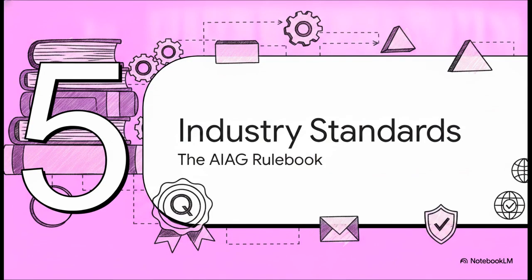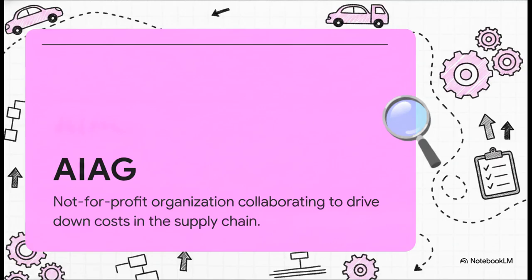Section 5. AIAG and Industry Standards. Speaking of industry standards, who's actually writing the rulebook here? Well, the major player is the AIAG, the Automotive Industry Action Group. They are this incredible not-for-profit organization where OEMs, original equipment manufacturers, and suppliers have collaborated to drive down costs and complexity in the supply chain. For over 42 years, they've been providing the actionable manuals that define global best practices.